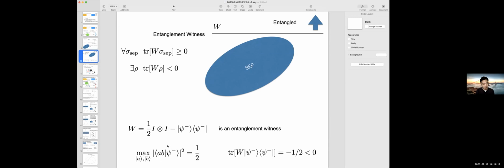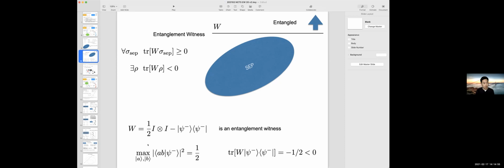So the maximum would be 1/2. Then if you multiply by some separable states, this part gives you 1/2 anyway, and the maximum of the other part would be 1/2 over separable states or product states, and therefore this would be positive for all separable states. But if we compute the expectation value of this observable with respect to psi minus, this entangled state, then it is minus 1/2, which is negative, and therefore we can conclude that the state must be entangled.